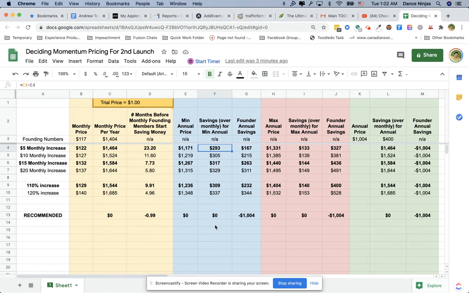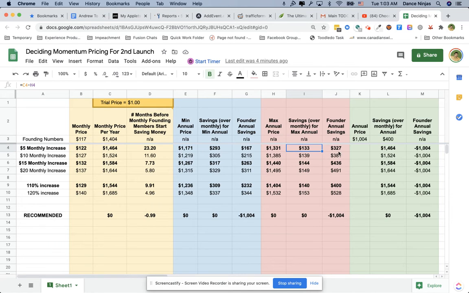However, you'll notice there are no options here that get up to $400, and it gets less, obviously, as you increase this price. So that's the downside of going to a higher price: there's less desire for them to go to an annual membership, right? The more you raise the annual price, the less they save by going annual, the more likely they're going to do monthly.